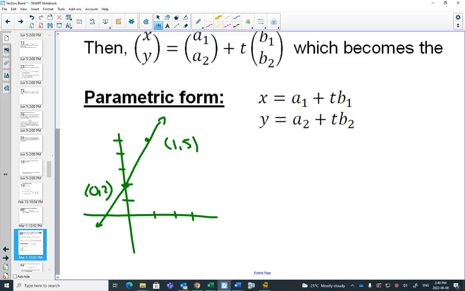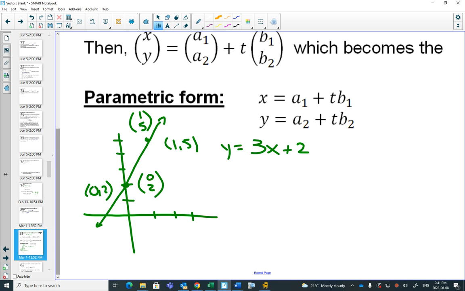You know that the equation of this line from grade 10 math would be y equals, the slope is over 1 up 3, so it'll be 3x, and your y-intercept is 2. You know that the equation of this line is y equals 3x plus 2. As a vector equation of this line, this point, its position vector is 0, 2. This one, its position vector is 1, 5.